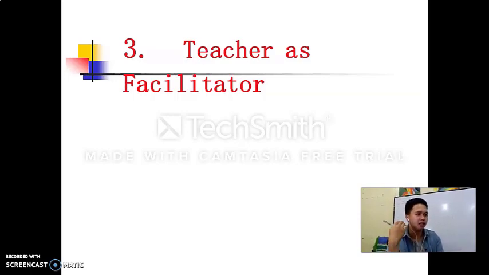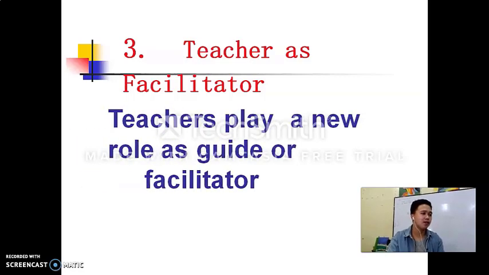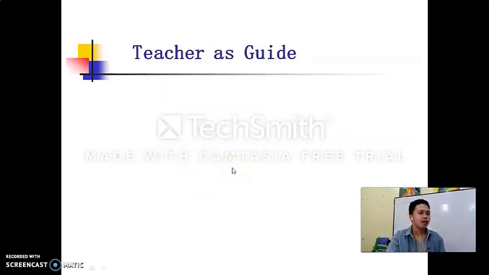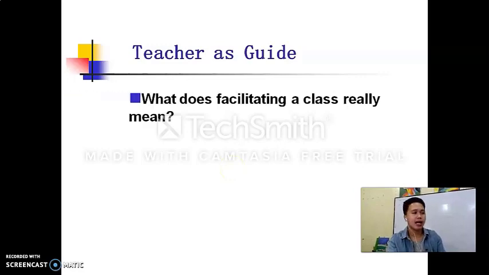Everything that comes around inside the classroom all comes from a teacher. Pero ang inquiry-based, si teacher is isang facilitator na lang siya, no? Nagiging facilitator na lang si teacher because ang students na ang gumagawa ng mga tasks. So, teachers play a new role as a guide or facilitator. So, ito, guide na lang si teacher. Okay? So, ano ba itong teacher as a guide?